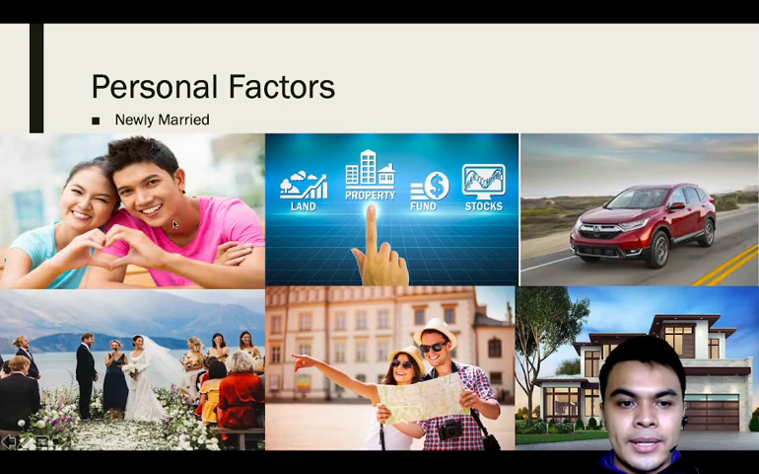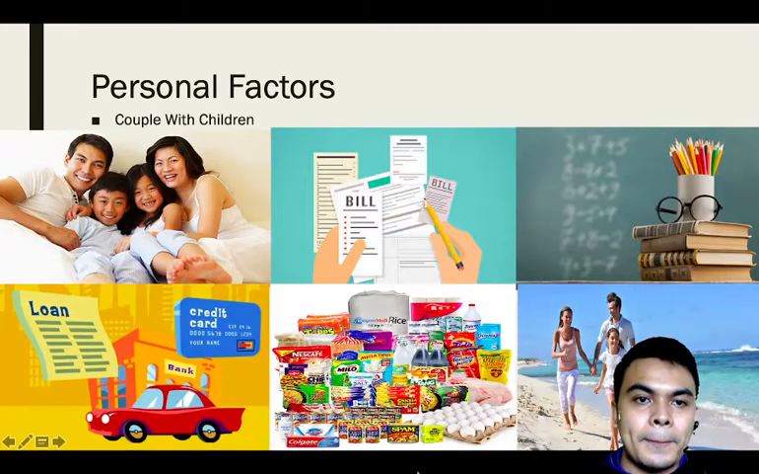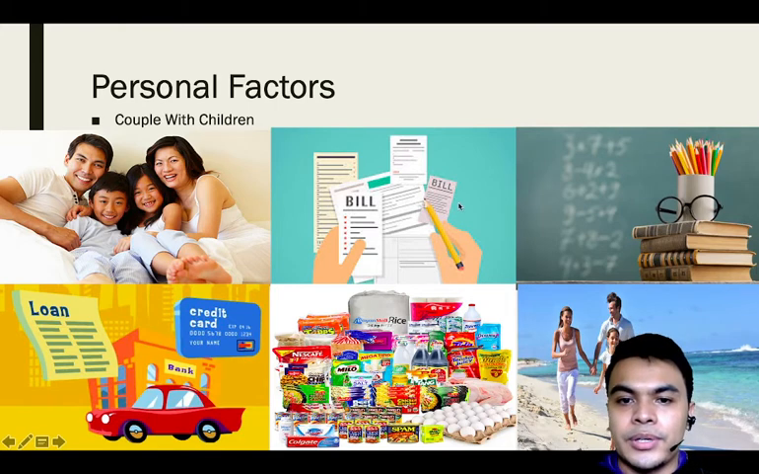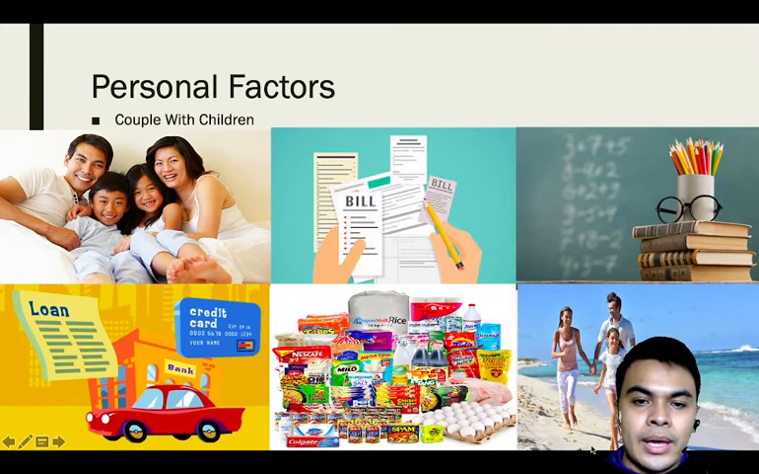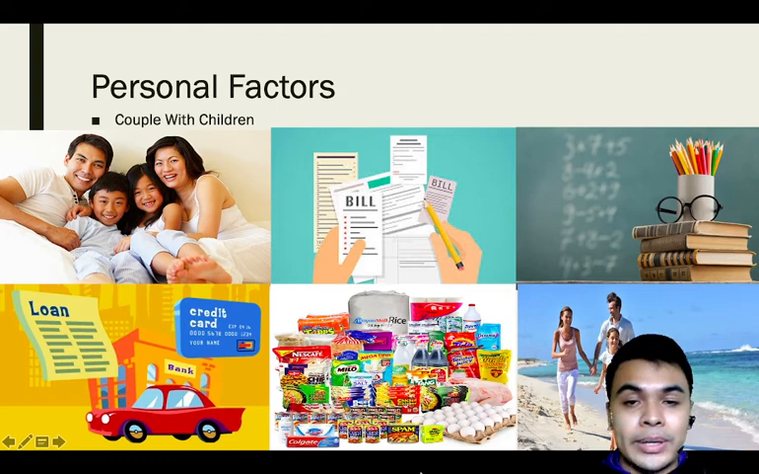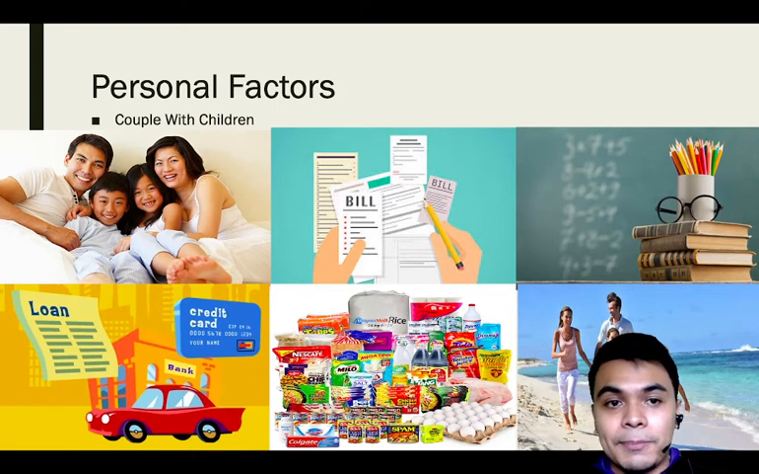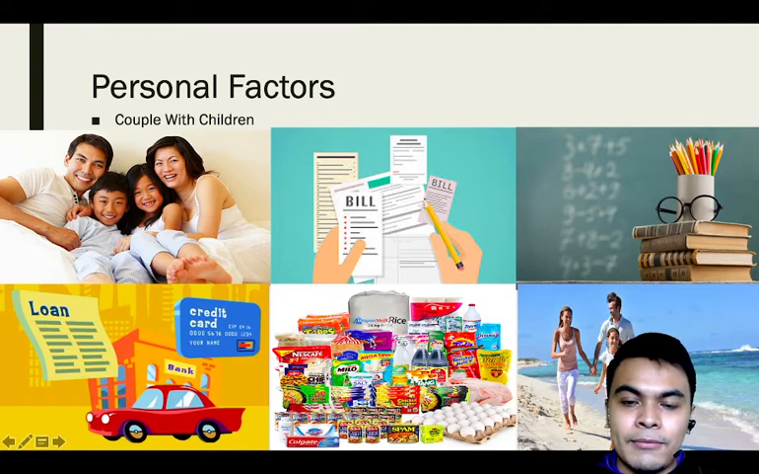Newly married, ayan, build, wedding, cars, investments, houses, and even ito, pag newlywed ka, di ba, yung travels or yung honeymoon. Children, bills, and of course, children, education. I forgot to mention earlier, of course, you need to spend for the education of your children. Basic needs na tayo. And we have to consider din na when it comes to food, no, pag tayo ay couple with children, the food that we buy should be healthy.